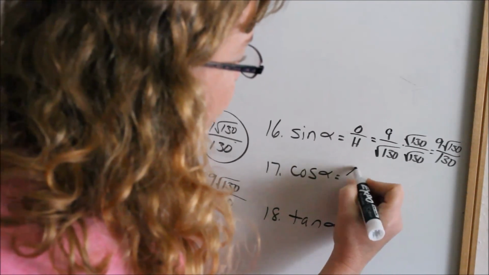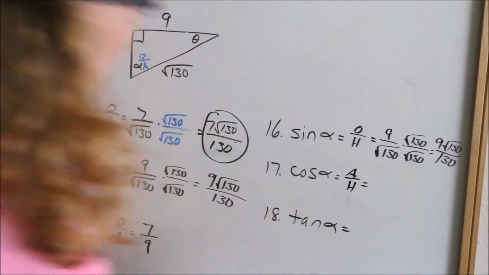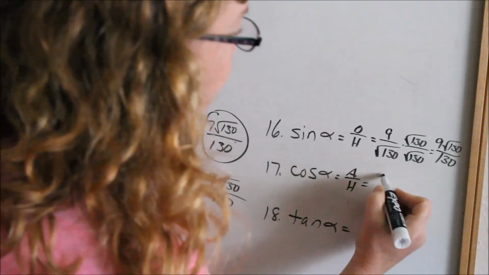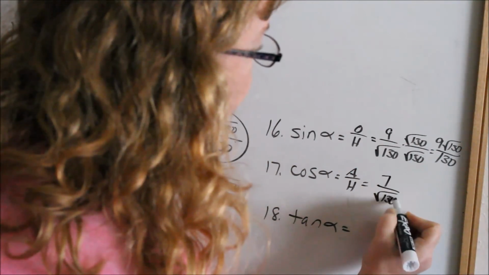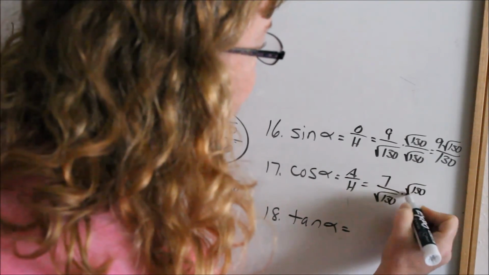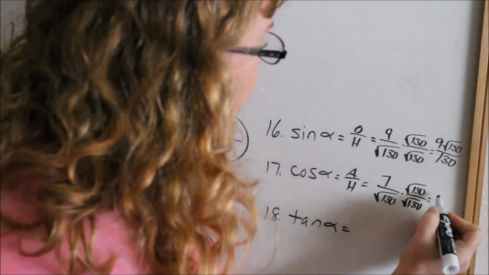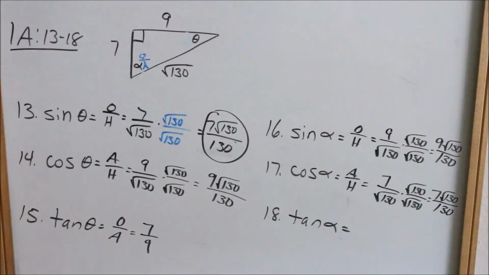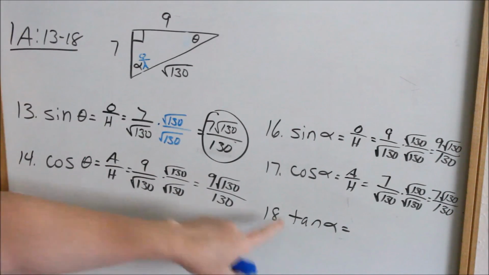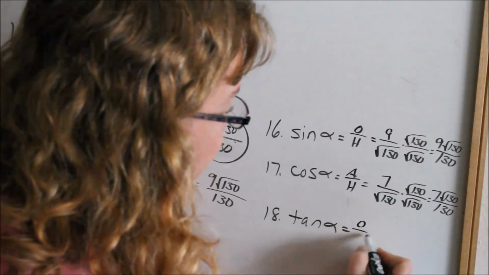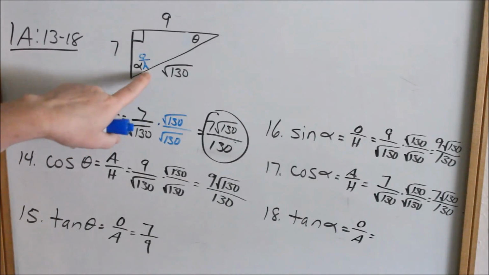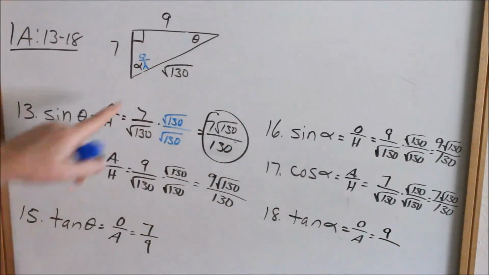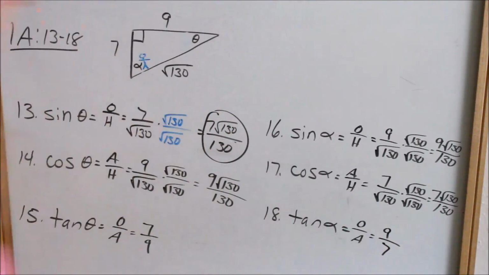Cosine is adjacent over hypotenuse. Standing here at alpha, the side adjacent to me is 7, and the hypotenuse is square root of 130. Get rid of the radical in the denominator: 7 square root of 130 all over 130. That doesn't reduce. Tangent of alpha: tangent is opposite over adjacent. Standing here at alpha, the side opposite of me is 9 and the side adjacent to me is 7. And that doesn't reduce.